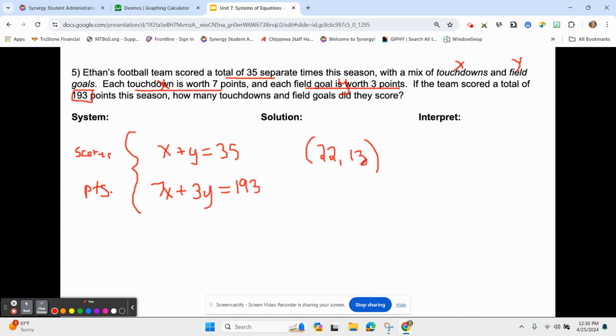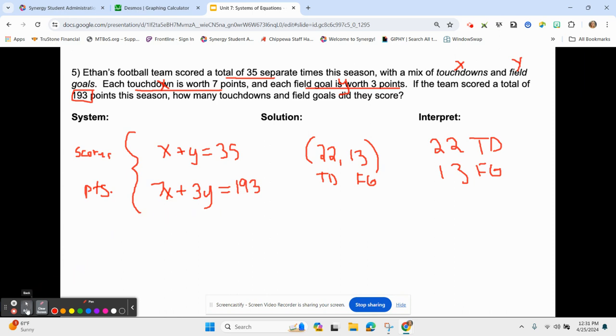So what does that mean? Remember, 22 is our number of touchdowns, and 13 is the number of field goals. So as I interpret this, here's what I know. In order to score 35 different times and score 193 points, that would be 22 touchdowns and 13 field goals. So the Desmos graphing calculator is amazing for big numbers like this, and it helps us solve these word problems.